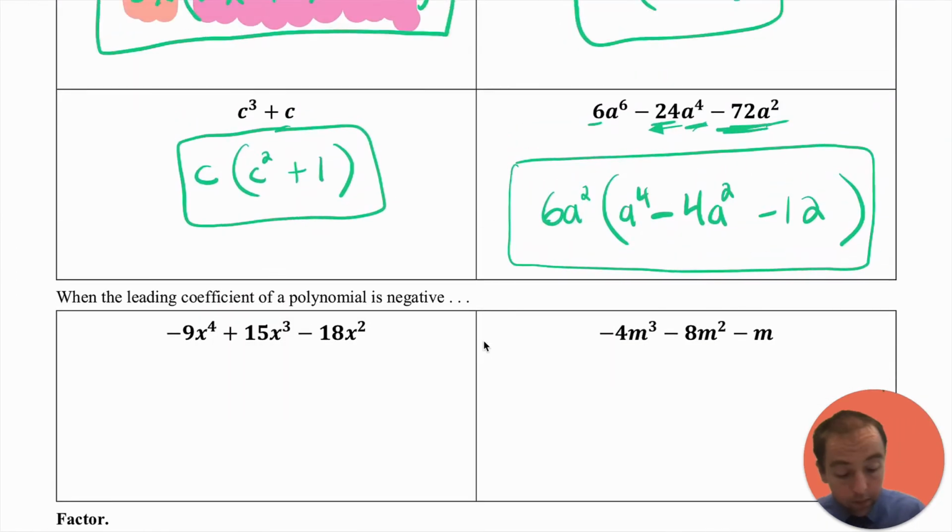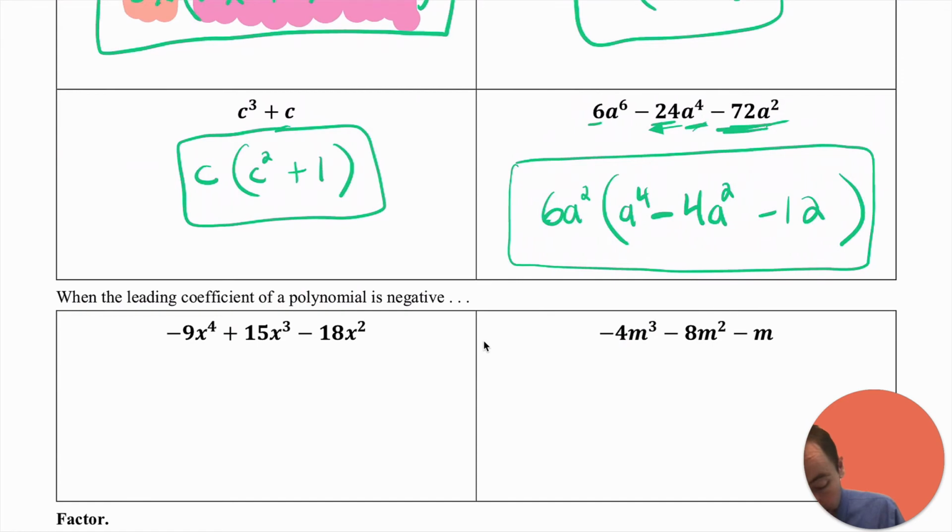Some things to think about when you've got polynomials where the leading coefficient is negative. Now, when I say the leading coefficient, like the leader, the way you determine the leader in a polynomial is the term that's got the highest degree or the highest exponent involved. So you can see that, yep, 4 is the highest exponent there and 3 is the highest exponent. Now, in each of these examples, the leading coefficient is negative. So whenever you are factoring out a GCF of an expression, you should always factor out a negative. So that should always kind of be in front.